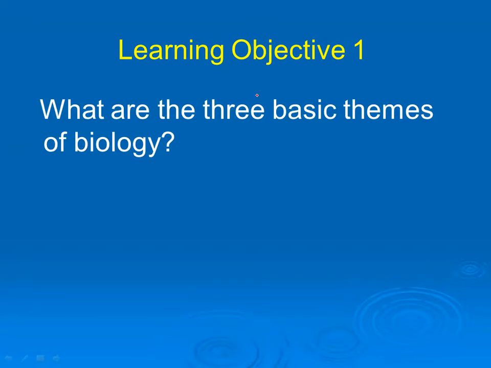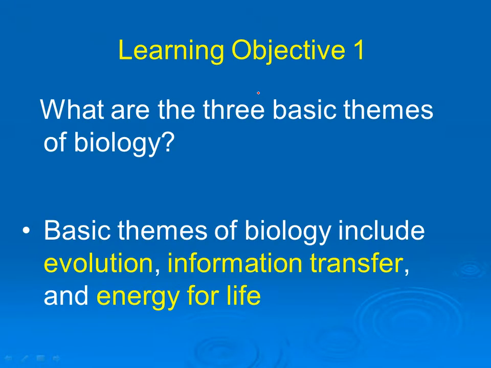So, for example, the first learning objective for this chapter is to look at the three basic themes of biology. And those themes are listed here for you: evolution, information transfer, and the energy of life. What we'll do now is present and define these terms, and then you'll see these later as recurring themes as we go through the semester.